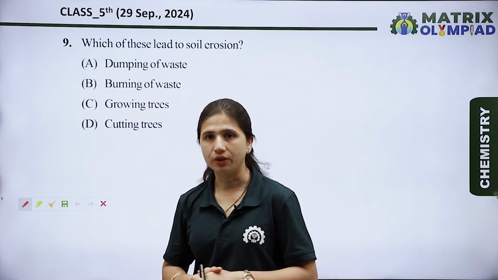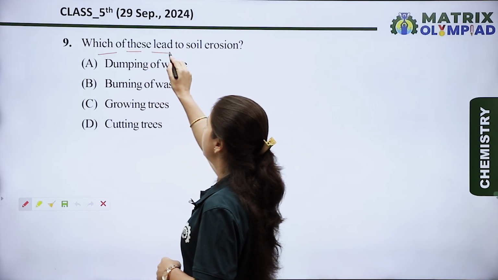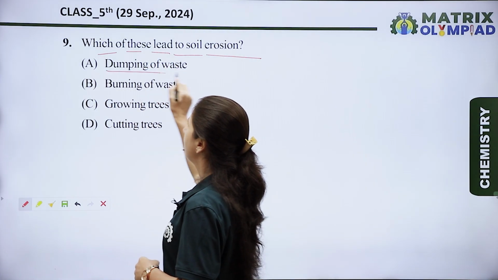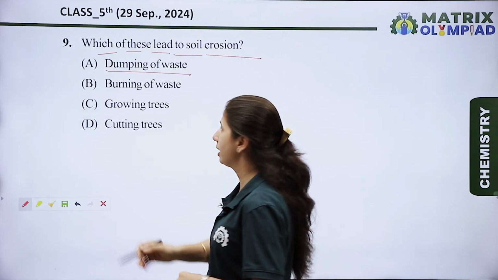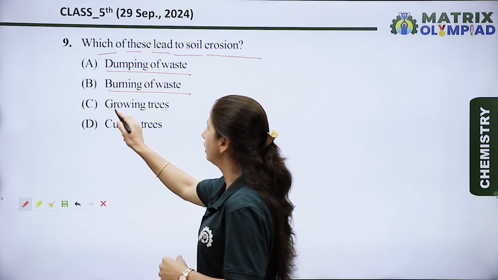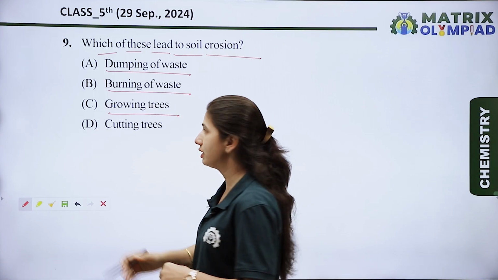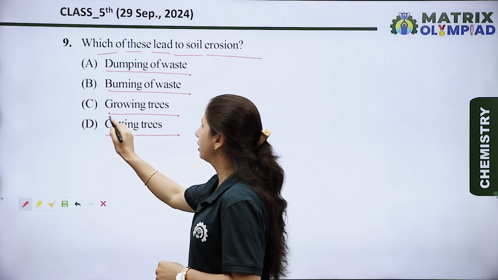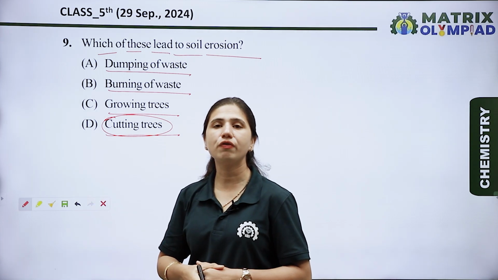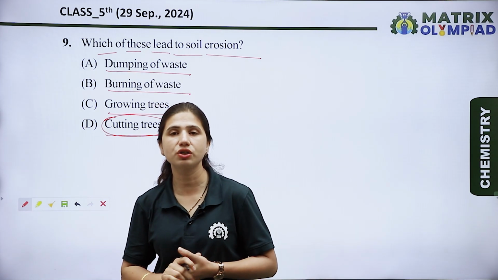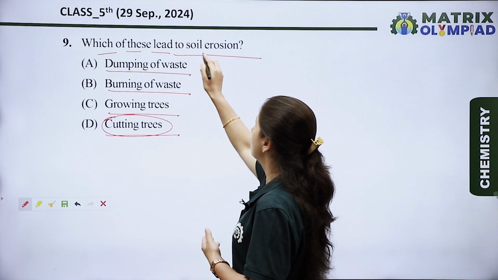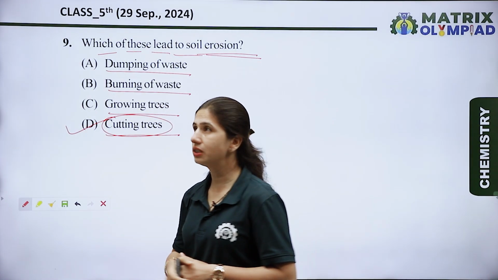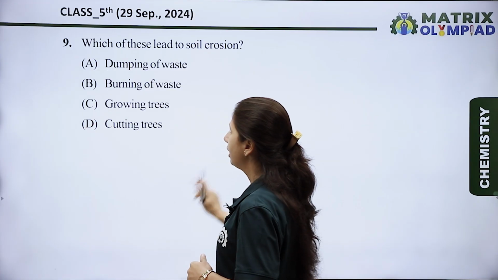Now let's see the question. The question is, which of these lead to soil erosion? The options are dumping of waste, burning of waste, growing trees, and cutting trees. Basically, cutting trees is known as deforestation, and deforestation is the main reason for soil erosion. So option D is the right option for this question.